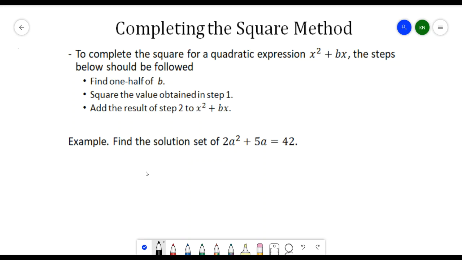So for example, we have here: find the solution set of 2a squared plus 5a is equivalent to 42.